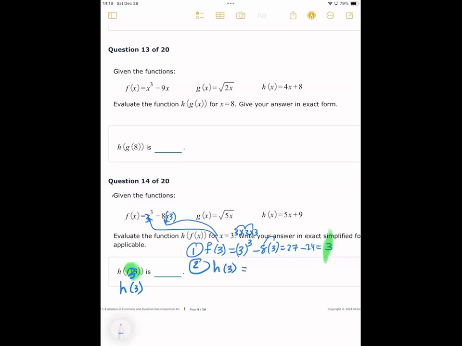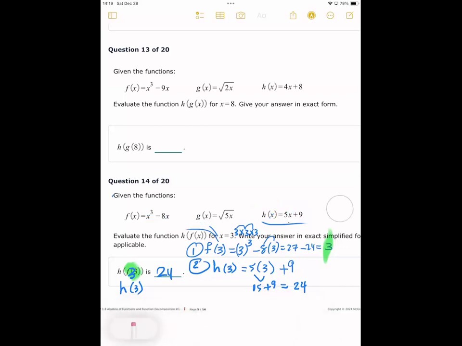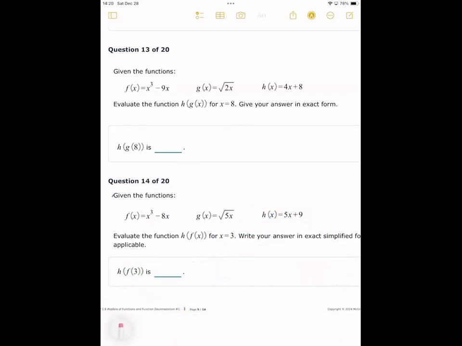F of 3 happened to be 3, so now we are going to go to function h and evaluate it at 3. So we are going to change this x to 3. So we get 5 times 3 plus 9. 5 times 3 is 15, and 15 plus 9 is going to be 24. So the answer to this one is 24. Let's go to the next problem.